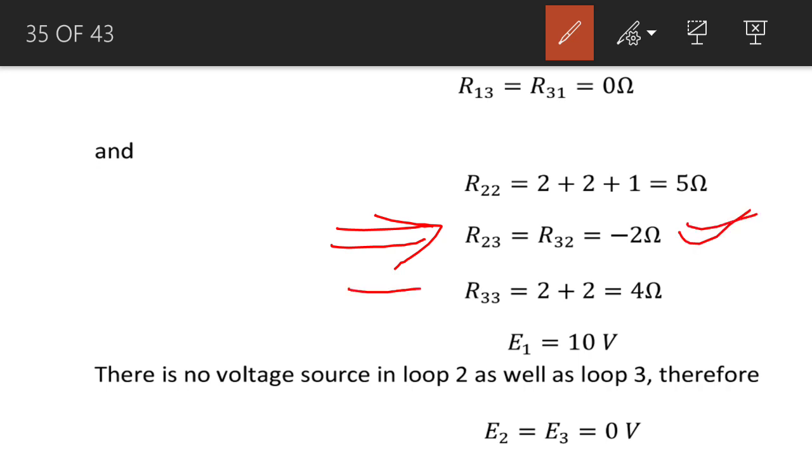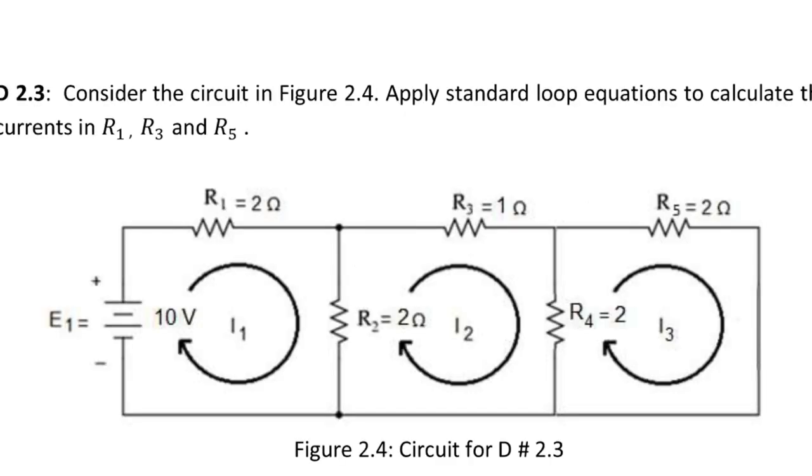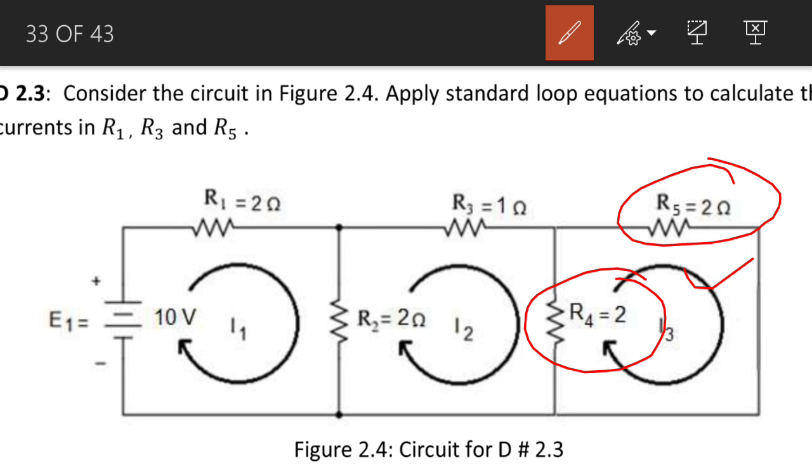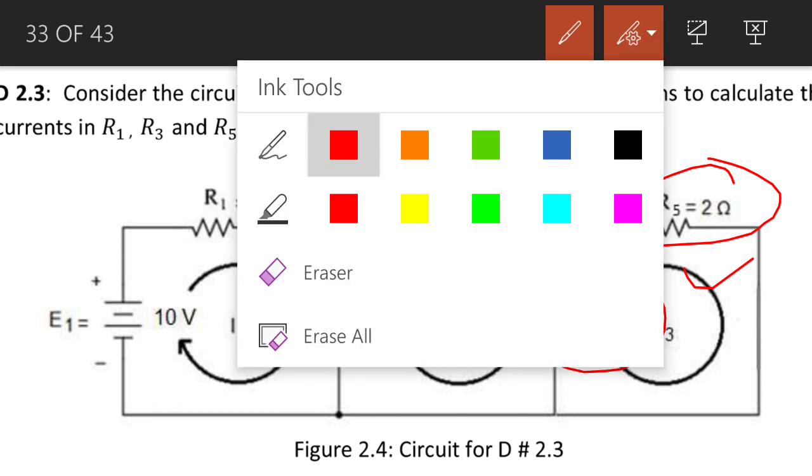Now we find out R33, that is the total self-resistance of loop number 3. You see there are 2 resistors in loop number 3, a resistor of 2 ohm and a resistor of 2 ohm. So the sum of these resistances will be equal to 4 ohm. Let me consider these 2 resistors in the circuit diagram. So here is loop number 3, and there are 2 resistors in loop number 3, R4 and R5, and the sum of these 2 gives you 4. So R33 is 4. So we are done with the elements of the R matrix.